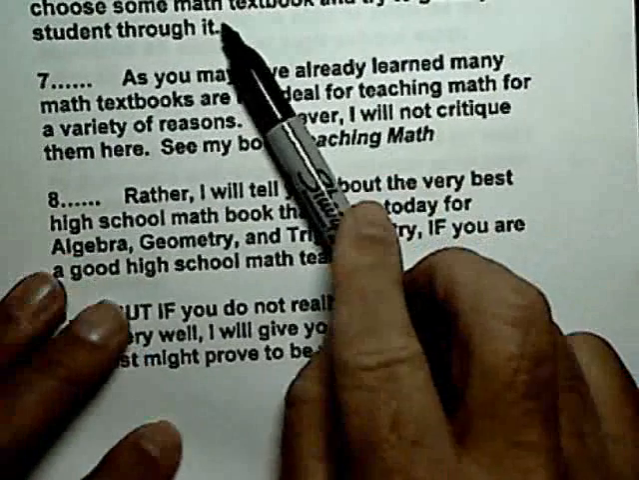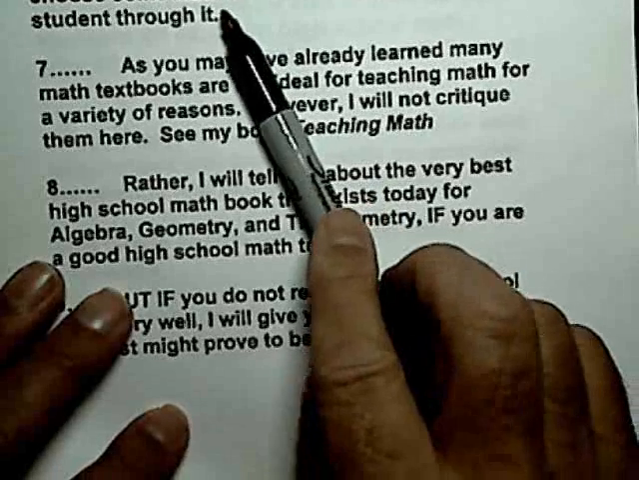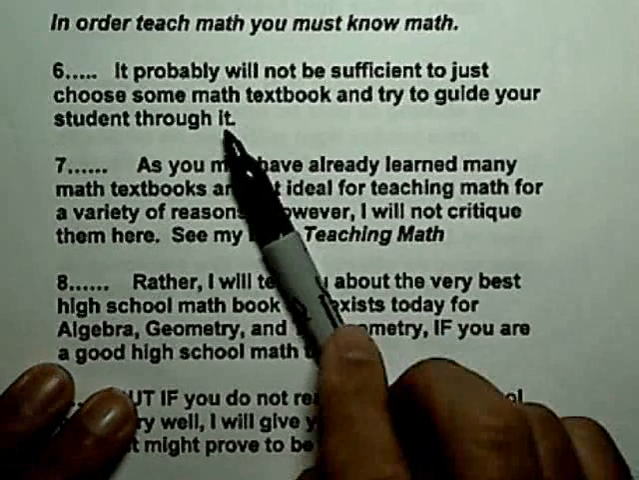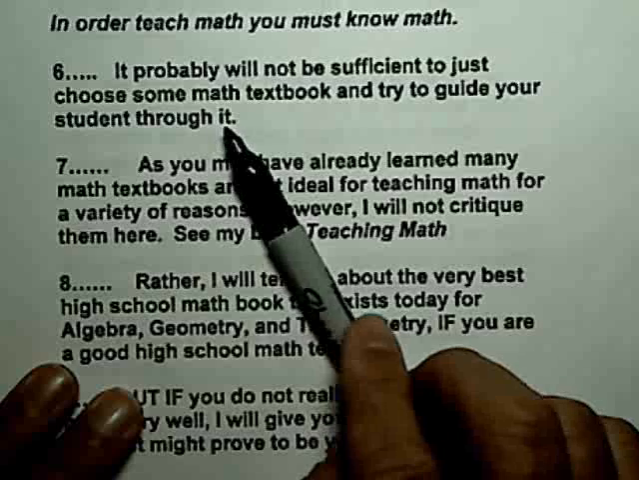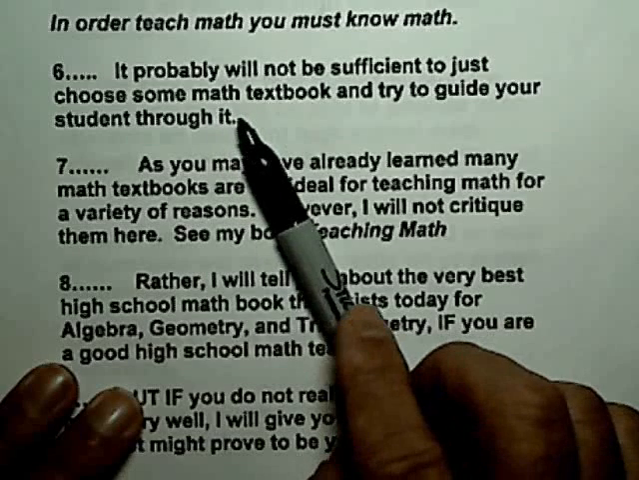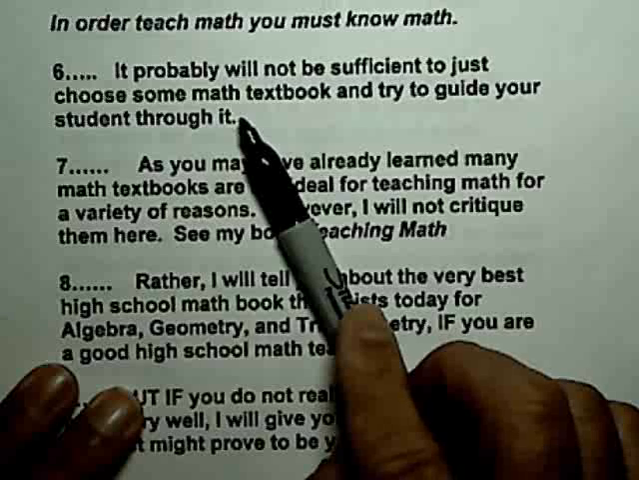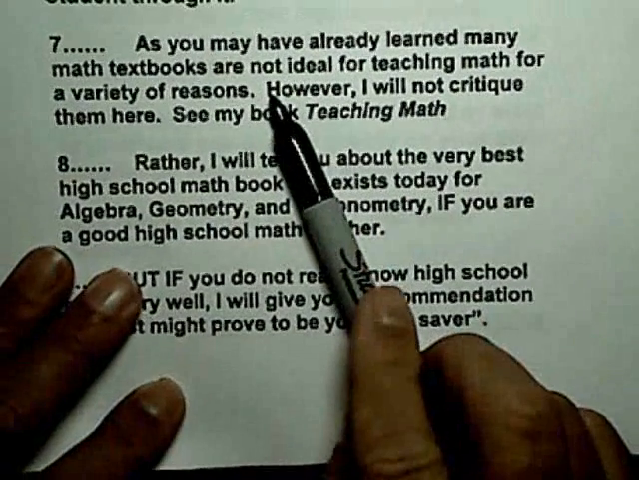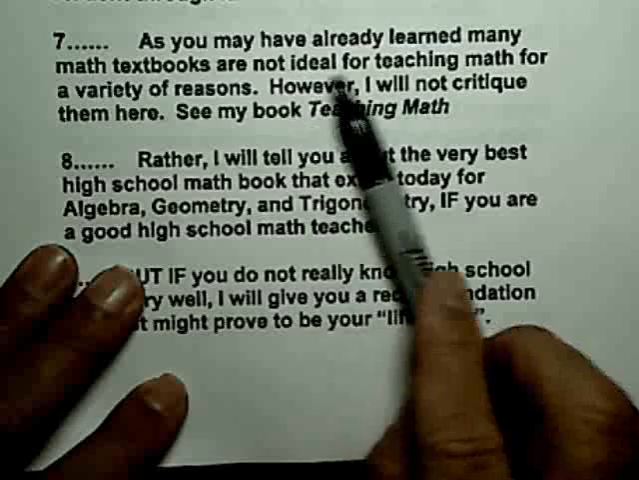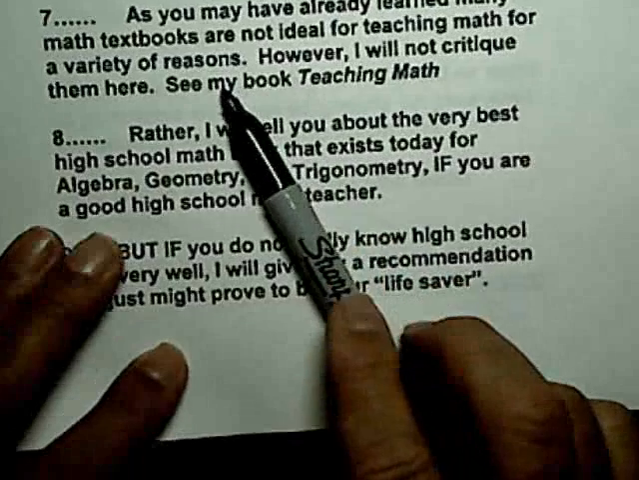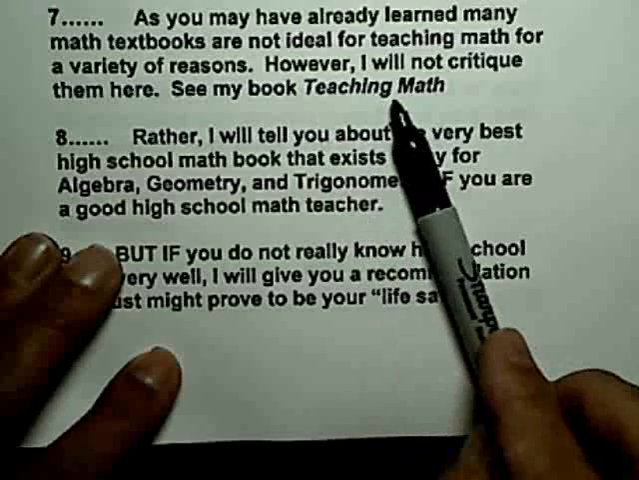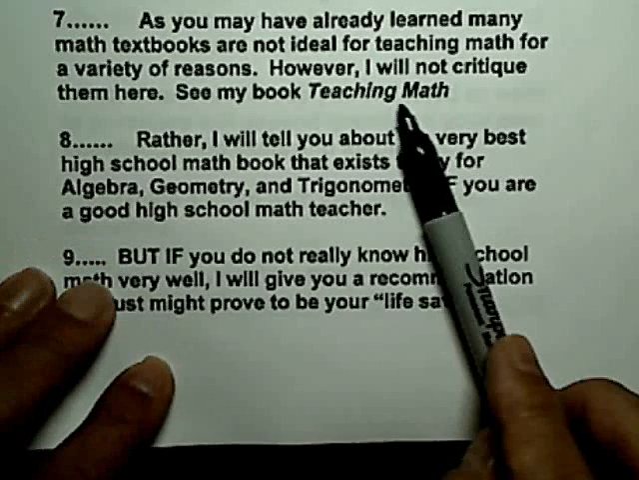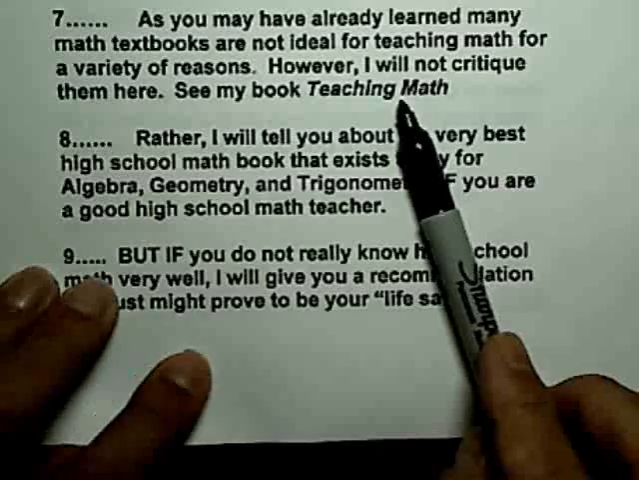Now, what you're probably going to find out is it is not sufficient to just pick some math textbook and guide your student through it. A lot of teachers try to do that. They pick out a book that's been recommended by somebody, and usually it's a big, thick, expensive book on a subject, and they try to guide your student through it. That doesn't work very well, and even in the classroom, that doesn't work very well. In fact, you may have learned already that many math textbooks are really not ideal to teach out of for a variety of reasons. I'm not going to talk too much about it here, but in my book on teaching math, I explain why that is, how the system has evolved, and why I consider most modern textbooks really a detriment to teaching math almost as opposed to helping.